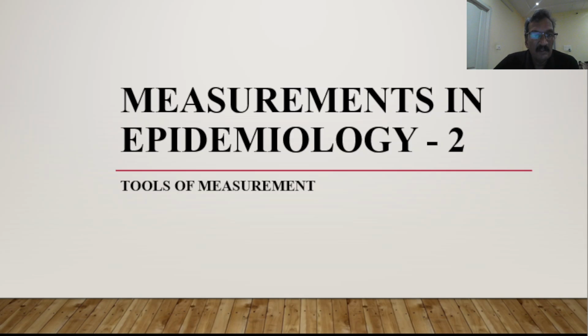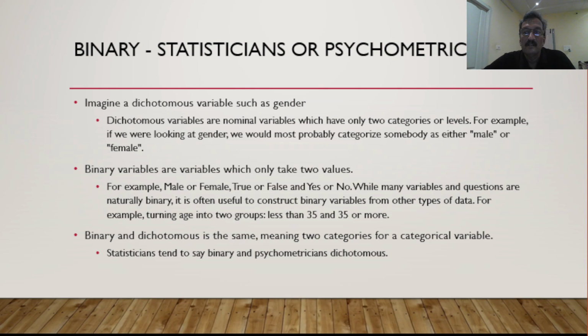This is the second session in a series of presentations on measurements in epidemiology. We will be talking about tools of measurement, continuing from the concept of variables. Imagine variables. There are nominal variables, there are ordinal variables, there are continuous variables. And the primitive variable which we'll be talking about today, and the derivations thereof, is actually something of a nominal character. The simplest nominal variable is one which takes on two values.